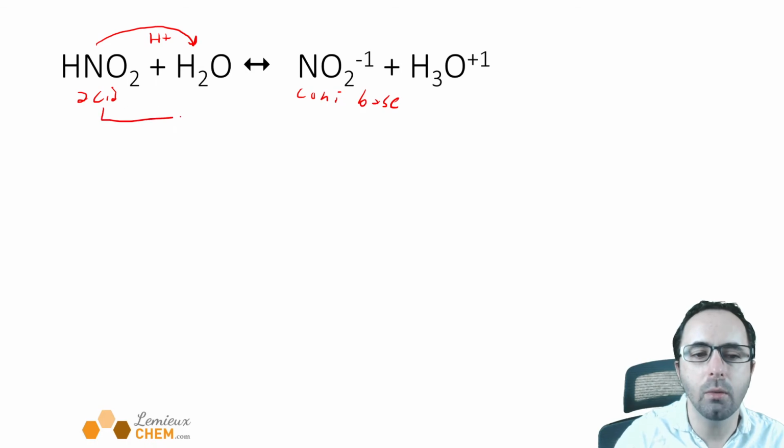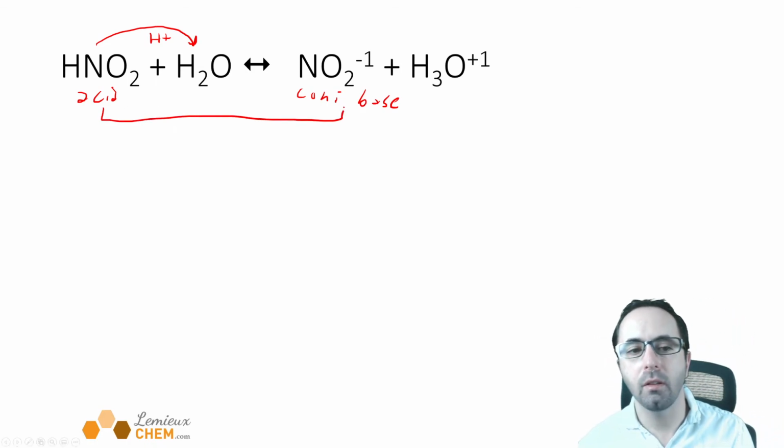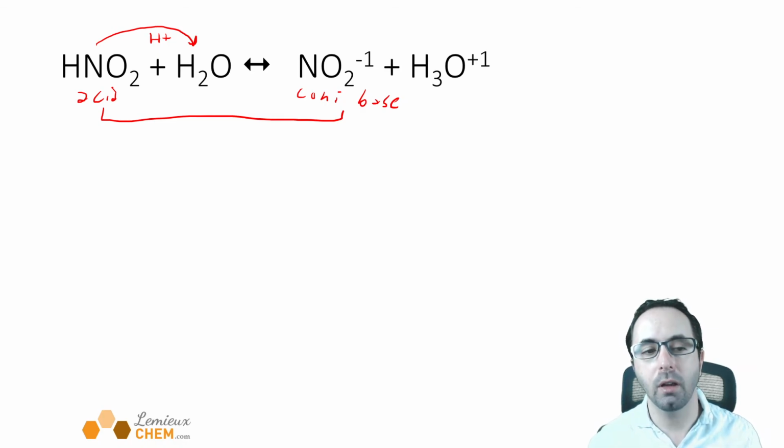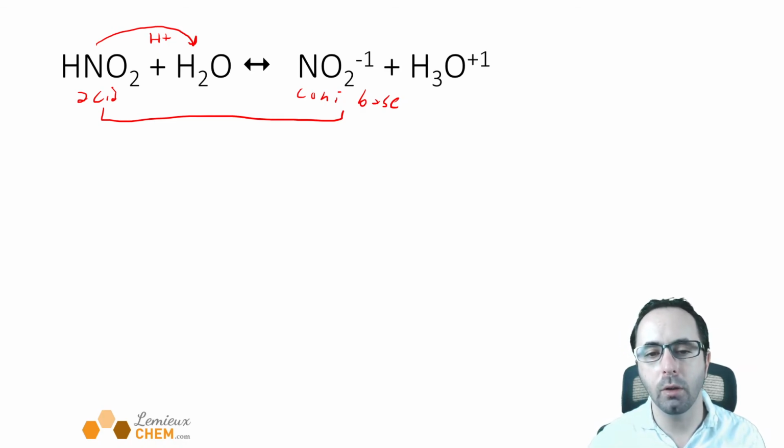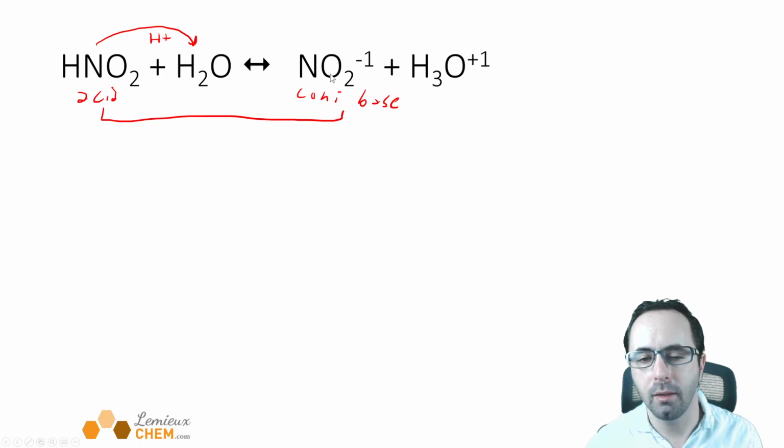It is what you get when it loses 1 proton. When the nitrous acid loses 1 proton, you get its conjugate base, nitrite ion. Notice the difference, it's 1 proton. HNO2 has 1 more proton than NO2 minus. See, it has an H and the charge is 1 higher. Nitrite ion has one less proton than nitrous acid. There's no H here, the H is gone, and the charge has gone down by 1 unit. So the difference between an acid and its conjugate base is an H and 1 unit of charge, okay?